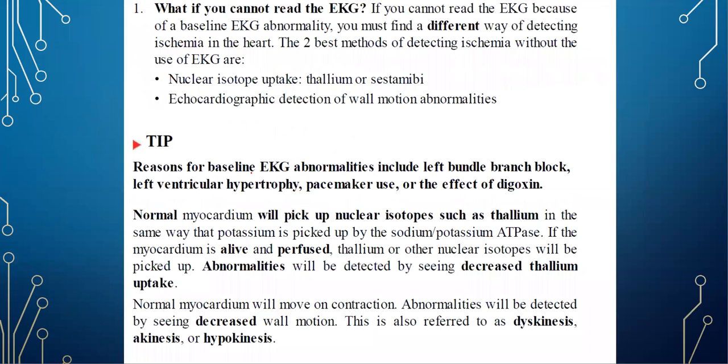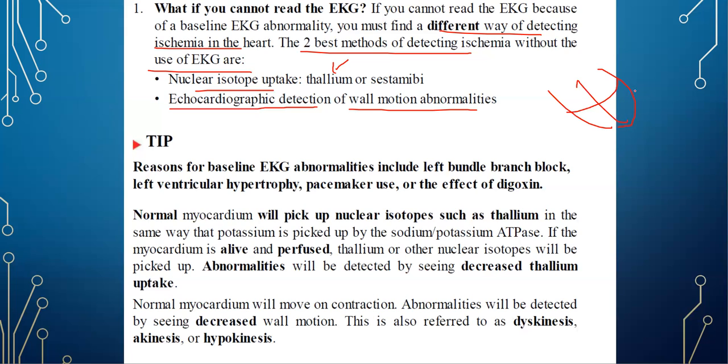Now, let's say that's not possible. Either your patient is not able to exercise or there is some baseline ECG abnormality. What will you do next? If you can't read the ECG because there is some baseline abnormality, you must find a different way of detecting ischemia in the heart. The two best methods of detecting ischemia without using the ECG are either a nuclear isotope scan, which is basically the thallium scan, or an echocardiogram, where you look for any regional wall motion abnormalities. In the echocardiogram, we can look into the heart muscle and see which part of the muscle is not moving as it should.